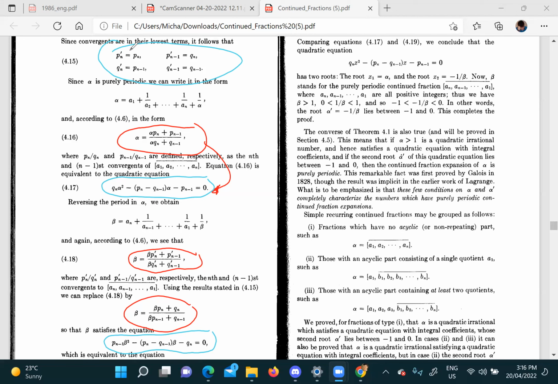Okay, so the converse of theorem 4.1 is also true. It means that if alpha is a quadratic irrational and hence satisfies a quadratic equation with integral coefficients, and the second root lies between -1 and 0, then the continued fraction expansion of alpha is purely periodic. This remarkable fact was first proved by Galois. Wow.